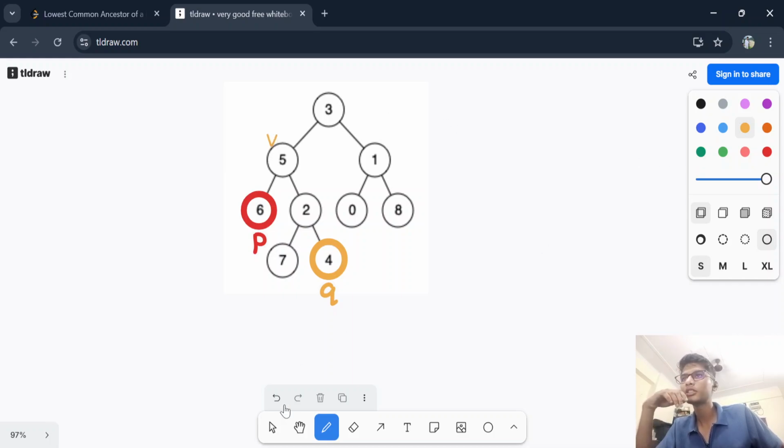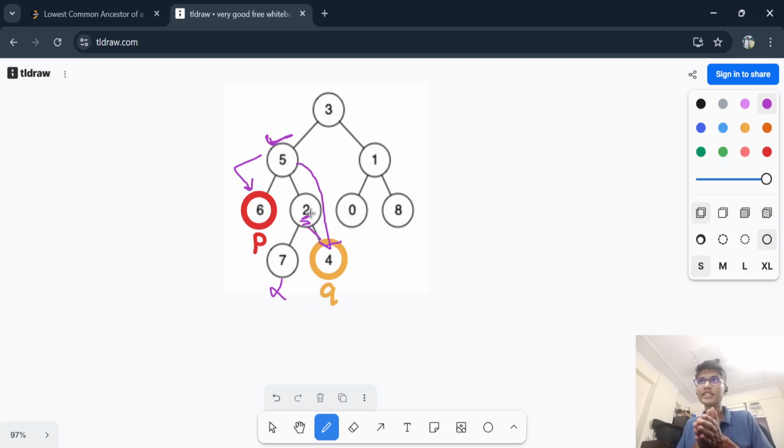Let me change the color of my pen. The parent of P is 5, and the parent of 4 is this 2. But 2.right is Q, and 2.left is not P. So we will go upwards. If you see, this 5 is the lowest common ancestor. Why? Because in its left it has P, and in its right it has Q, but it is a child of another root, this 2. This Q is a child node of 2, but it is there inside 5's right.